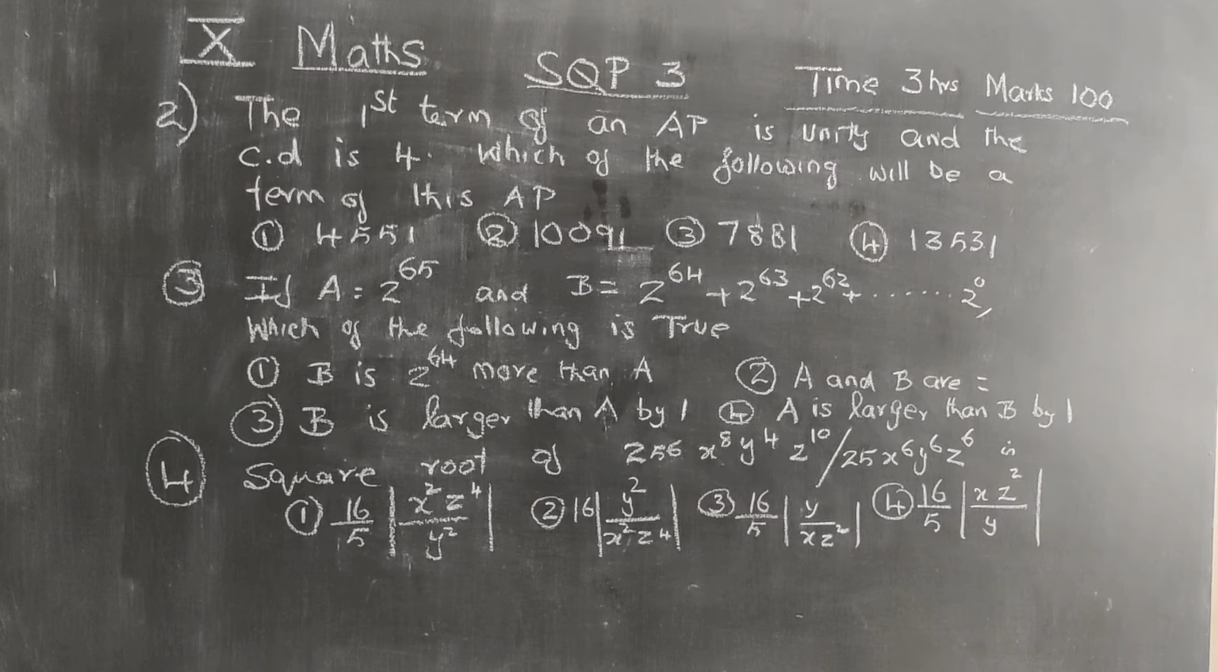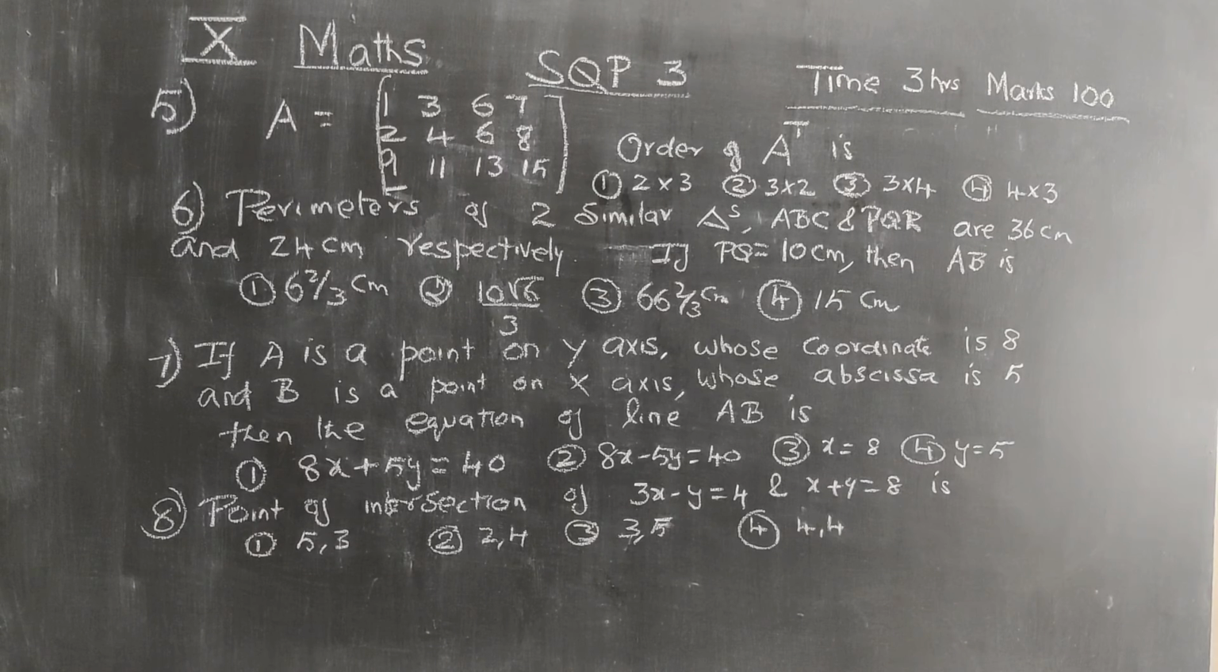Question number 4, square root of 256 x power 8 y power 4 z power 10 divided by 25 x power 6 y power 6 z power 6 is. Question number 5, matrix A is given. What is the order of A transpose?